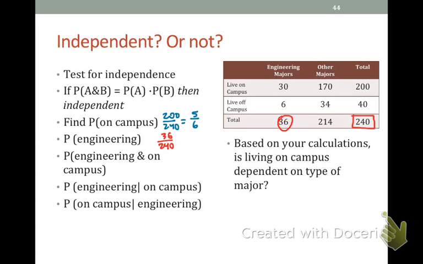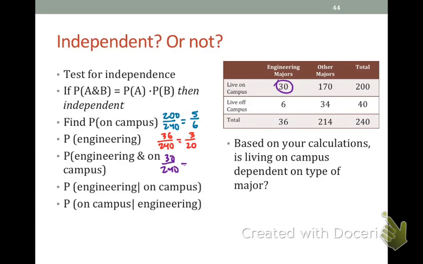Okay, keep it simple. Just look at the table. Who in the table is both living on campus and an engineering major? How many of those? 30, right? There's 30 of them. Out of how many? No, I want to know out of all people on campus. 240, right? So the probability of being in engineering and on campus is going to be 30 divided by 240. Okay?